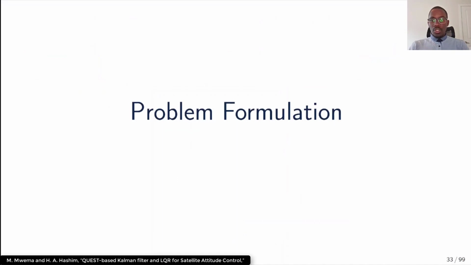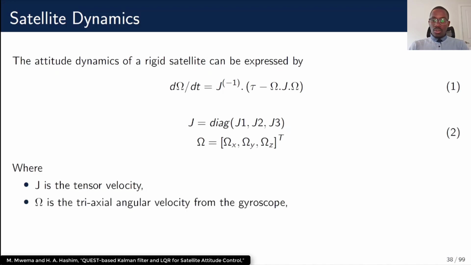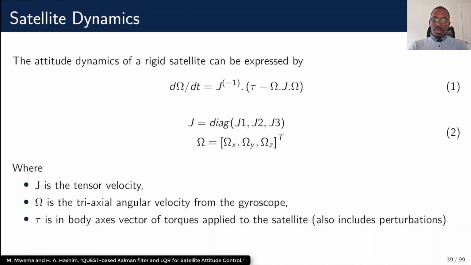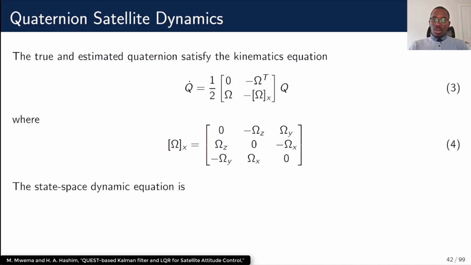Looking at the problem formulation, the attitude dynamics of a rigid satellite can be expressed using the equation below, where J is the inertia tensor, omega is the triaxial angular velocity from the gyroscope, and tau is the in-body axis vector of torques applied to the satellite, which also includes external perturbations. The quaternion satellite dynamics satisfy the following kinematic equations, whereby the omega with the skew-symmetric operation can be expanded in equation 4, and the state space dynamic equation is shown.